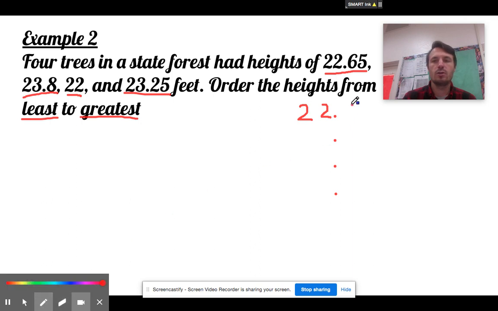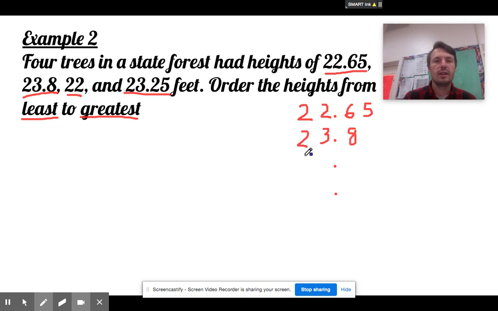So 22 and 65 hundredths. Next, 23 and 8/10. And next, it's just 22. There's nothing in the tenths place or the hundredths place. And last of all, 23 and 25 hundredths.